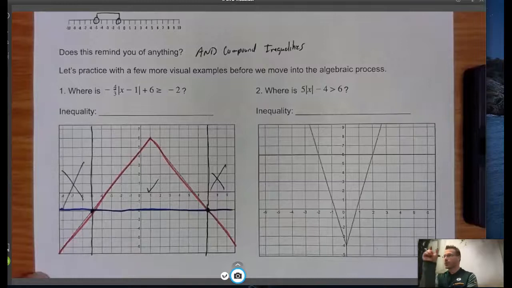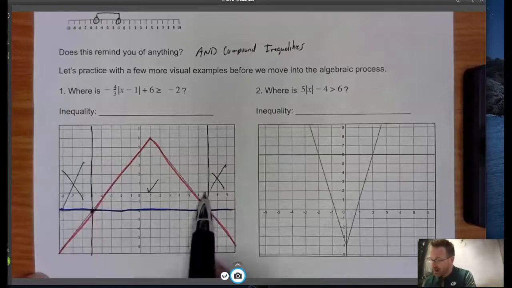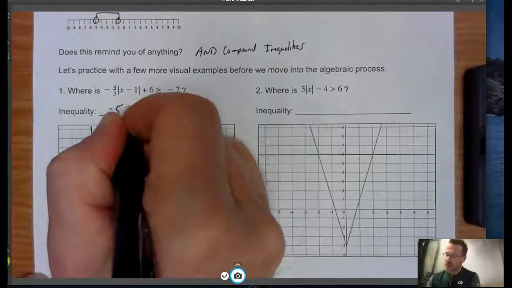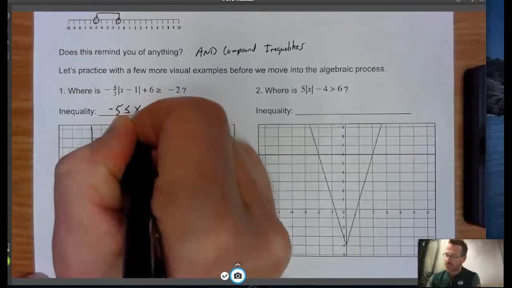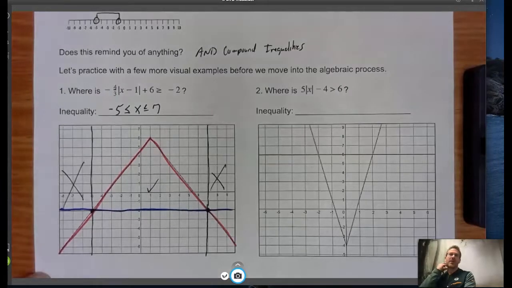So now notice we're between those lines. We're in that AND situation. We want to be between, that looks like -5 and +7. So we want to be between -5 and +7. How about that? So hopefully that's making some connections.